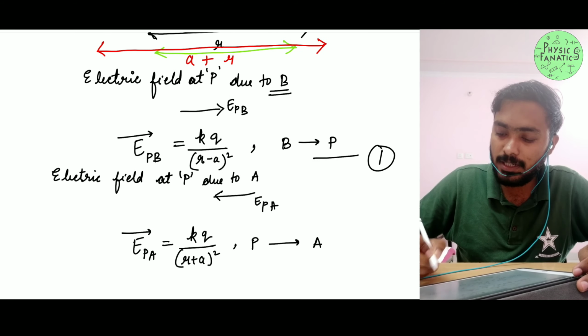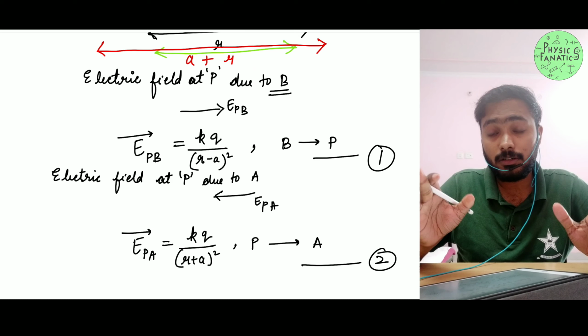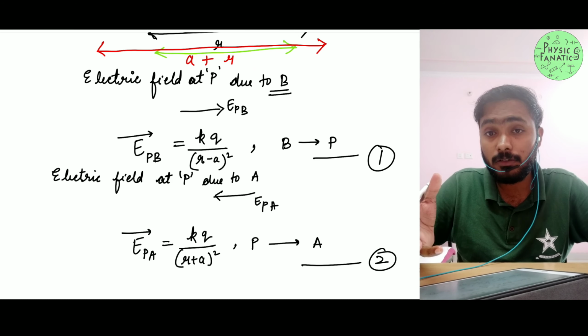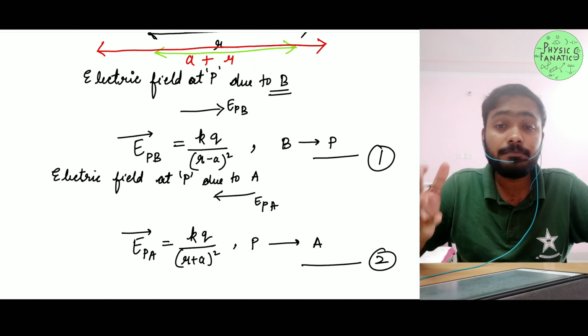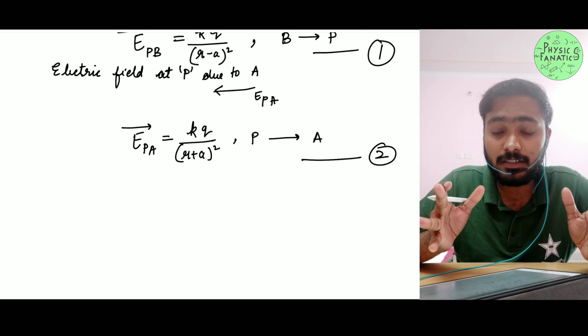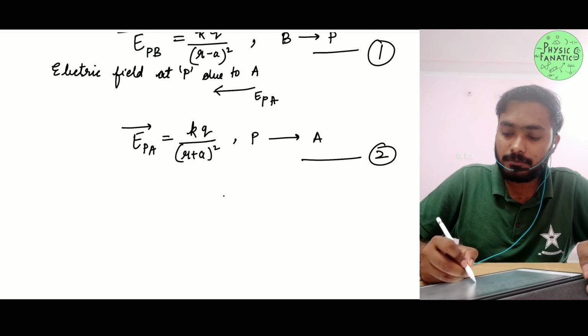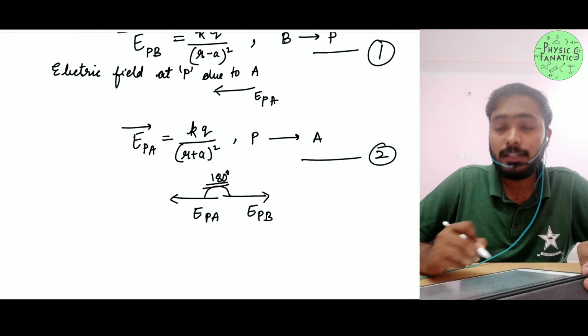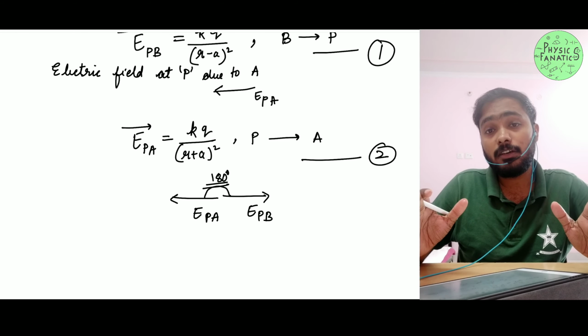So I got the electric field at P due to B and the electric field at P due to A. Both the values I got. Now all I need to do is find out the net value. How am I supposed to find the net value? Yes, by using the superposition principle. All I have to do is vectorially add both electric fields. So this is my EPB and this is my EPA. I hope you can understand that the angle between these two is 180 degrees, as we have studied in our previous videos.